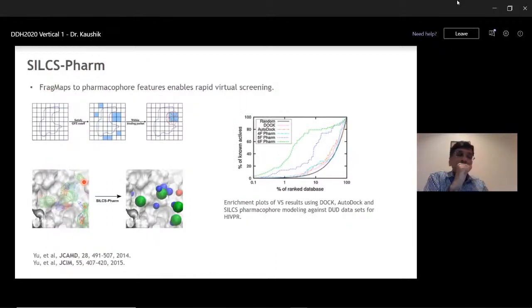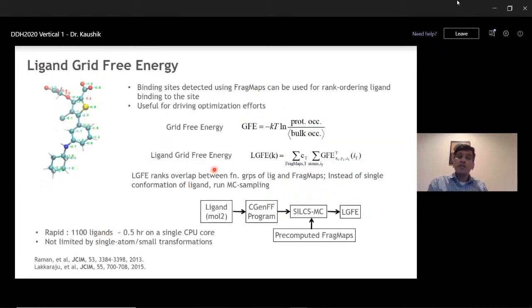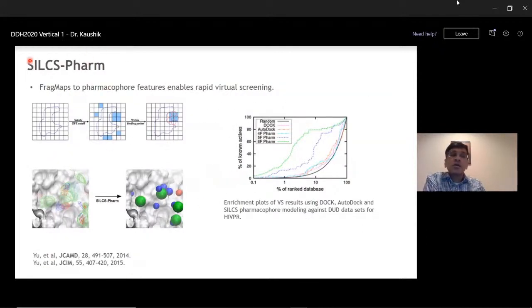This was also the time when we were considering running a rapid virtual screening study. Towards that, along with using ligand grid free energy, we also explored this alternate pharmacophoric approach. So what are we doing in the pharmacophoric study? It is this.